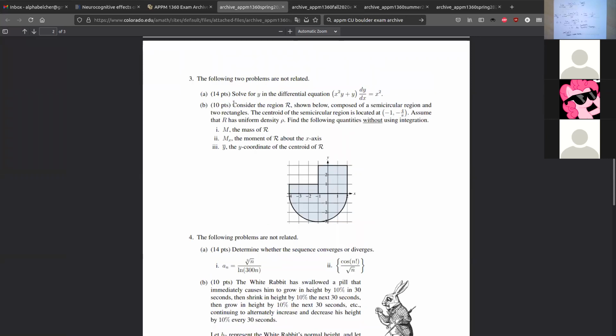Let's check this guy out. Consider region R composed of a semicircular region and two rectangles. The centroid of the semicircular region is located at -1, -4 over pi. Assume that R has uniform density rho. Find the following without using integration. So this is a good example to do. We didn't get to one of these specific ones in class. We did do center of mass.